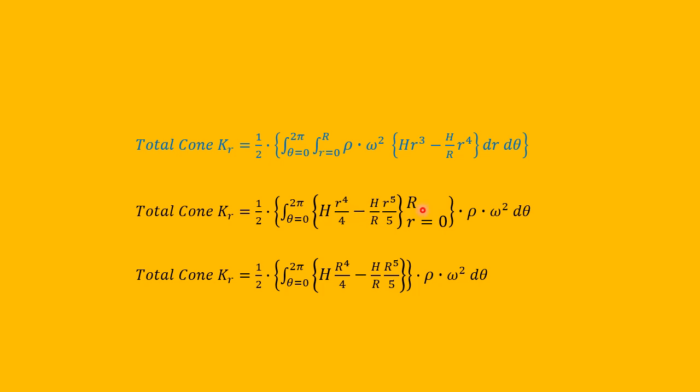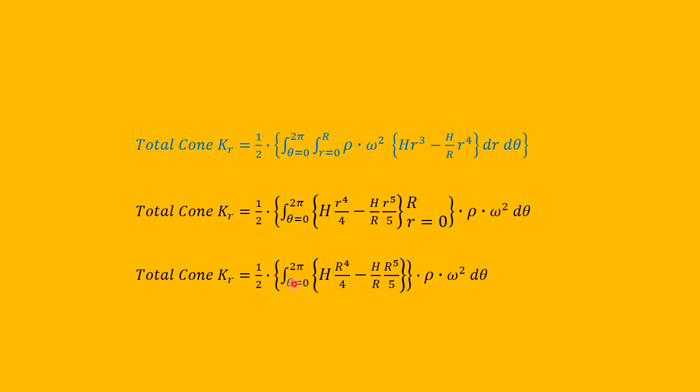You can see that pretty easily up here, because if you plug in little r equals 0 into this, both of these terms are 0, 0 minus 0. And when you plug in little r equals capital R, that's just going to give us a capital R to the fourth here, a capital R to the fifth here, which is exactly what we have down here. And we also have these factors. And after we do that, we're down to just one integral. The integral from theta equals 0 to 2 pi of this stuff times rho omega square d theta.